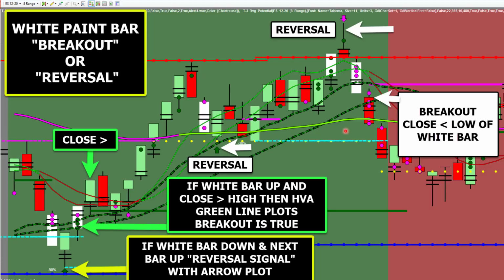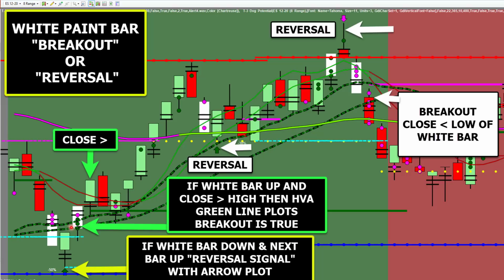What you're going to see is there are two different uses of these white paint bars. The very first one, down here at the bottom where there's an arrow: if there's a white paint bar down followed by the next bar reversing up, we get an arrow, and that's what we call a reversal signal. We're going to see reversal signals all over the place, and whether you take them or not is going to be a function of where you are on the chart and the rest of your indicators, not solely based on the market flow chart.